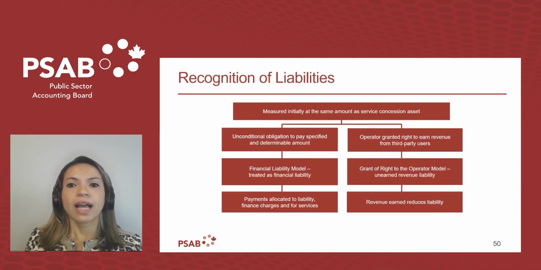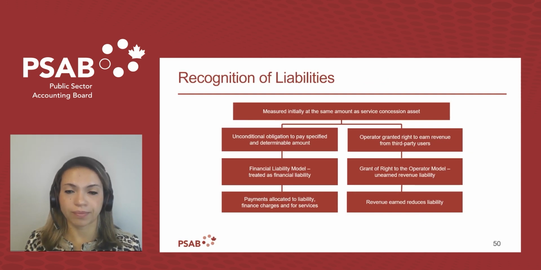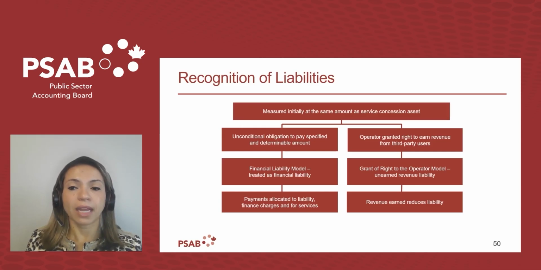The nature of the liability recognized is based on the nature of the consideration exchanged between the grantor and the operator. So looking at the diagram, the liabilities are initially measured at the same amount as the service concession asset. When the grantor compensates the operator for the service concession asset by making payments to the operator, it is a financial liability, and the financial liability model is used to measure it. And this is demonstrated on the left side of the diagram.